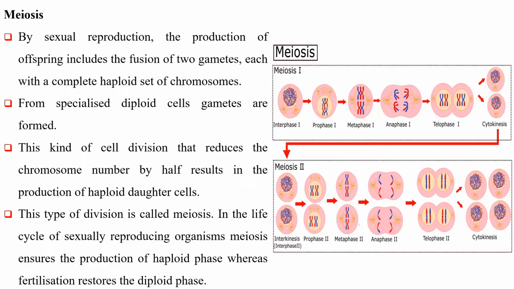of chromosomes. From specialized diploid cells, gametes are formed. This kind of cell division that reduces the chromosome number by half results in the production of haploid daughter cells. This type of division is called meiosis. In the life cycle of sexually reproducing organisms, meiosis ensures the production of the haploid phase, whereas fertilization restores the diploid phase.